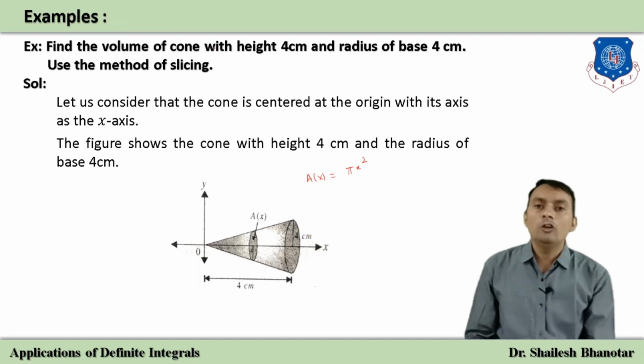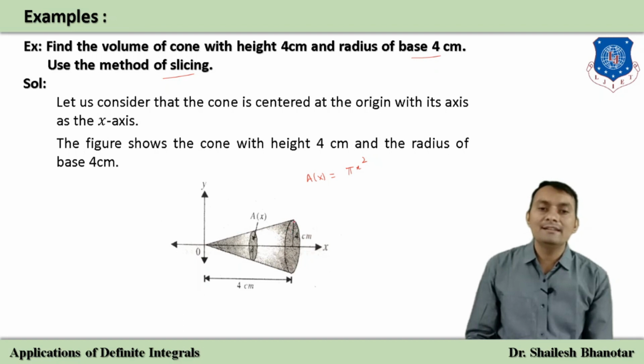Now find the volume of the cone with height 4 cm and base radius 4 cm by the method of slicing. That means we need to find the volume using this volume by slicing method. This is our cone centered at the origin along the x-axis. The base is a circle with radius 4 cm.